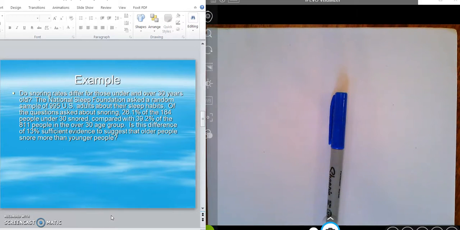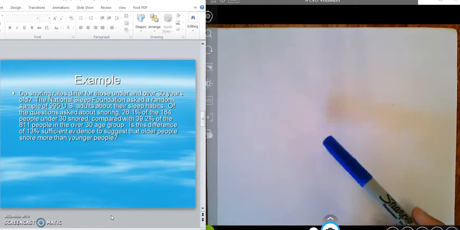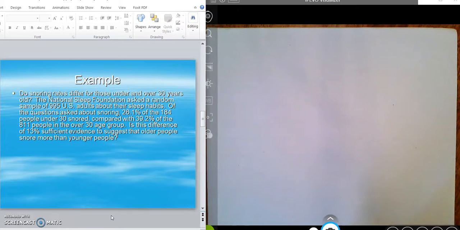All right, so let's do this example. I'm going to be writing it over here. There is only one example in this, so I suggest writing it down with me.